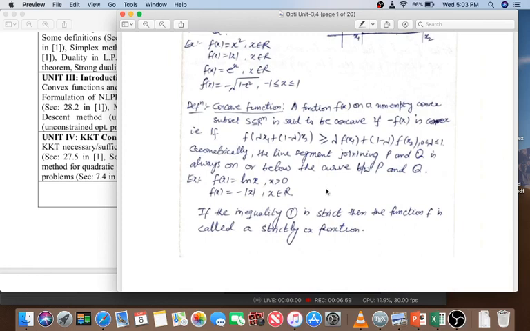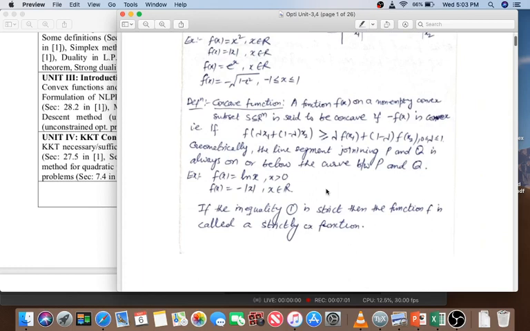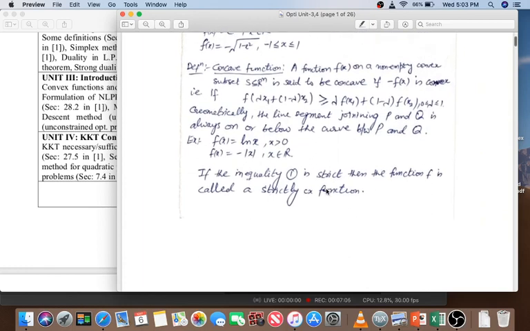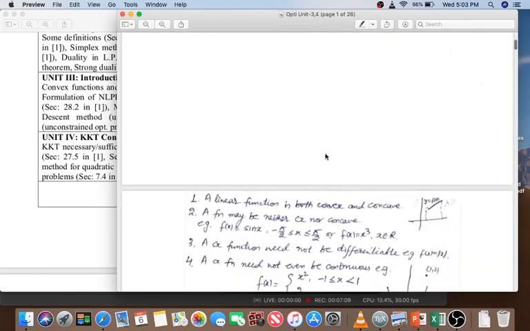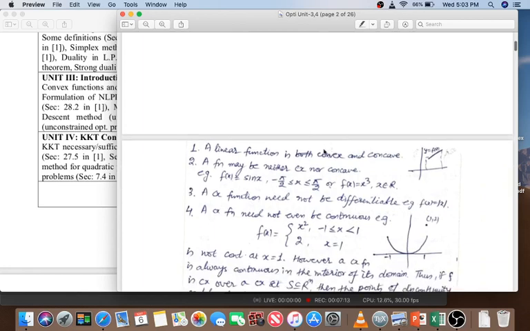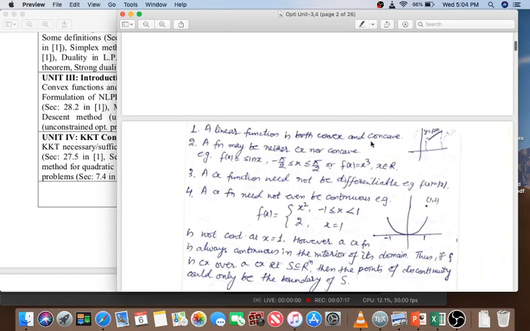If inequality 1 is strict, then the function f is called a strictly convex function. There are several important properties of these convex functions. We have very important applications of convex optimization. We will be using these convex functions for solving optimization problems.